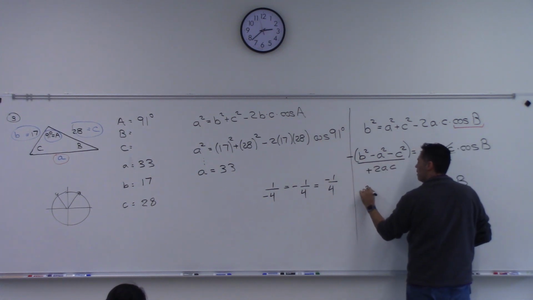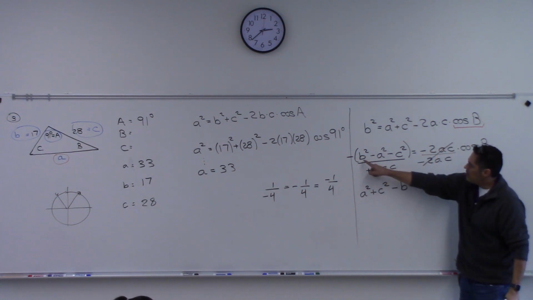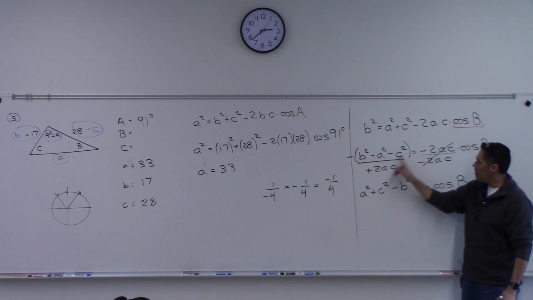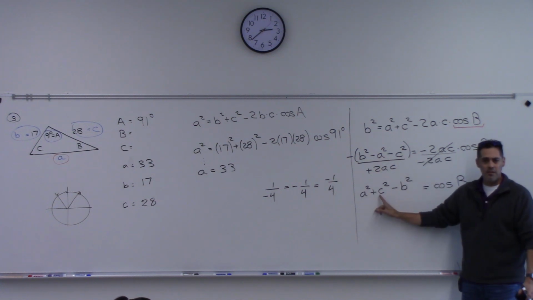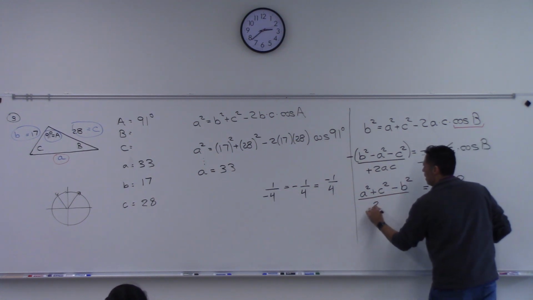Okay, so here's what it would look like. I'm going to write it in a nicer, cleaner manner. You see? That's negative b squared now, so I put it at the back. That's positive a squared, so I put it at the front. That's positive c squared, so I put it in front. All over 2ac, but now positive.